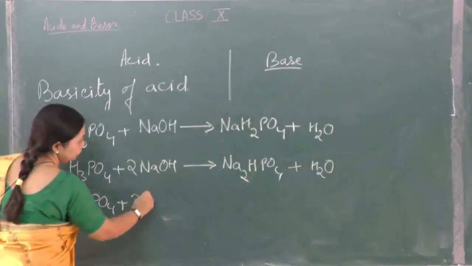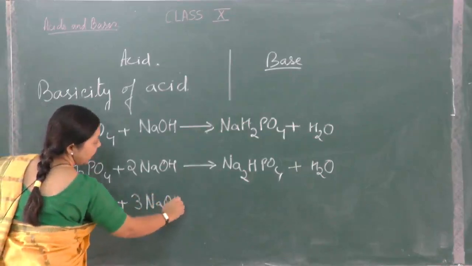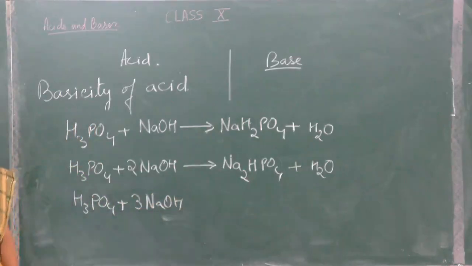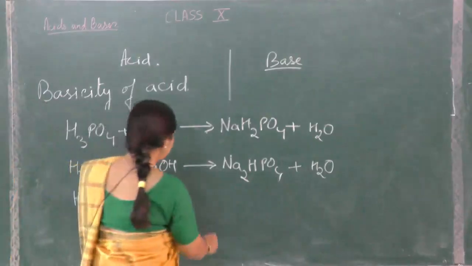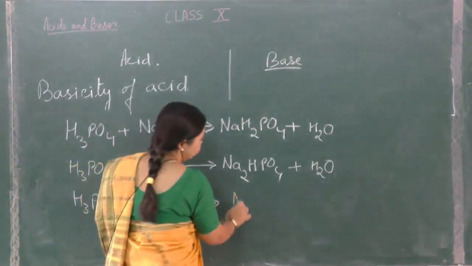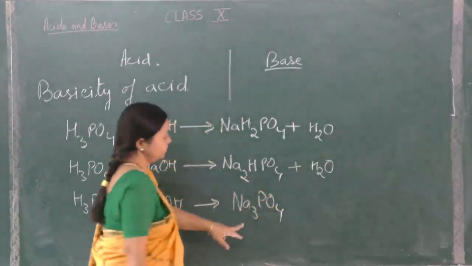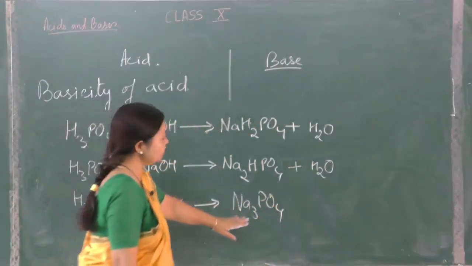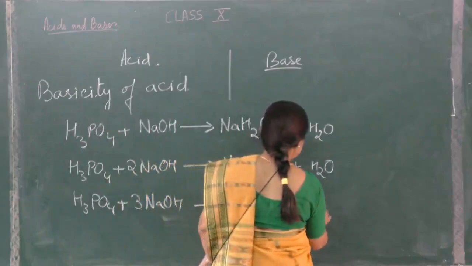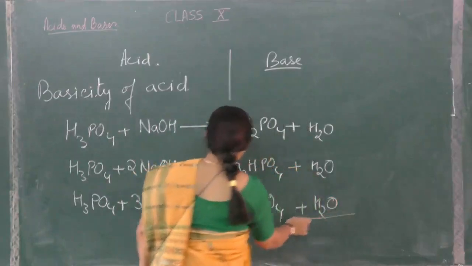can react with 3 molecules of base, tribasic. It can react with 3 molecules to give a normal salt, Na3PO4. Now all the hydrogens are replaced. Now it gives a normal salt, Na3PO4 plus H2O. Overall equations.